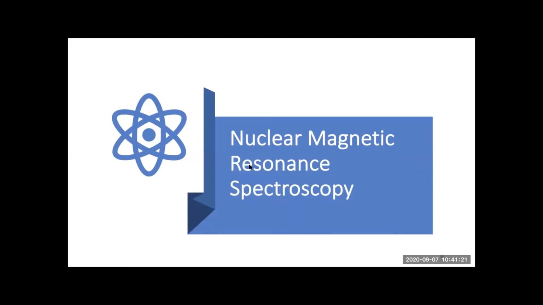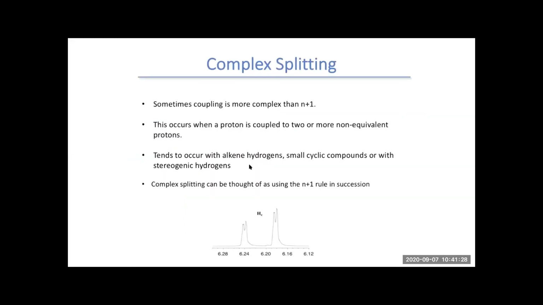In this video for our NMR lecture, we're going to be looking at complex splitting. Complex splitting occurs because sometimes coupling is more complex than the n+1 rule that we've looked at before. This occurs when the proton is coupled to two or more non-equivalent protons, and it tends to occur around alkene hydrogens, small cyclic hydrogens, and stereocenters, so stereogenic hydrogens.